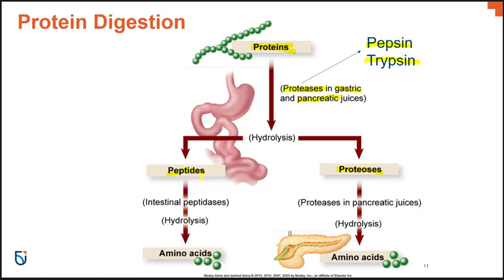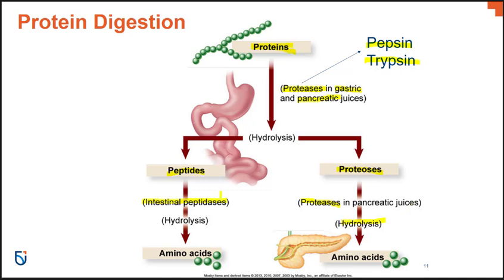Peptides are broken down into their smallest form as amino acids by intestinal peptidases. In other words, these are peptidases, or enzymes, that are found in the intestines. And proteoses are broken down by proteases that are produced by or found in pancreatic juice.